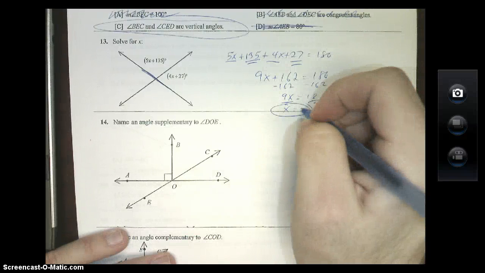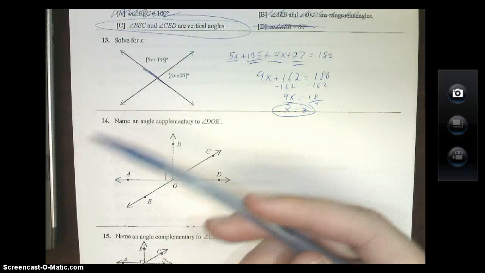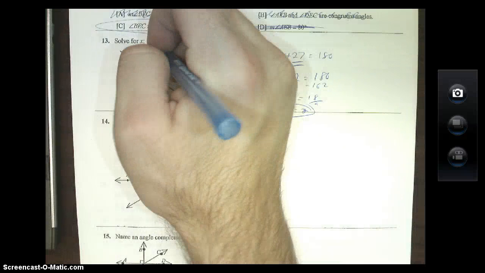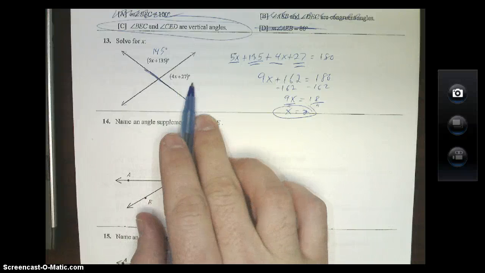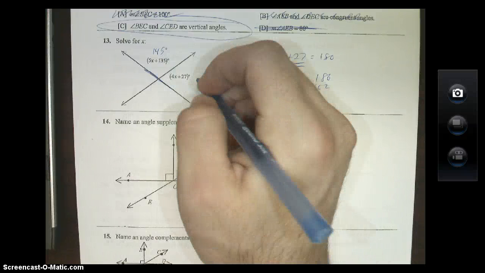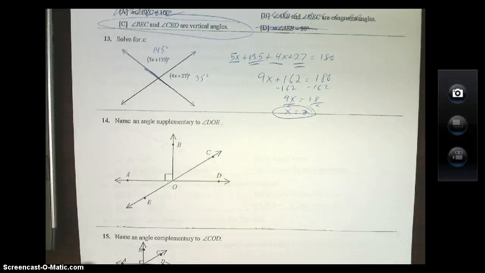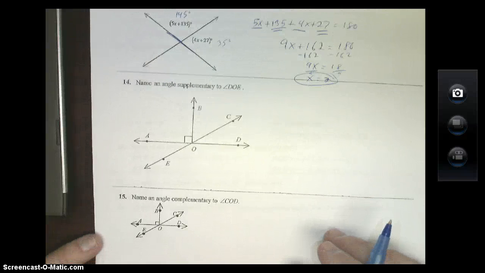Okay, and if you have time, which you will have plenty of time for this midterm, take that value, plug it back in, and make sure we're okay. 2 times 5 is 10, plus 135 is 145. 2 times 4 is 8, plus 27 is 35 degrees. Add them together, 180 degrees, all as well. Okay. All right. Let's see here.